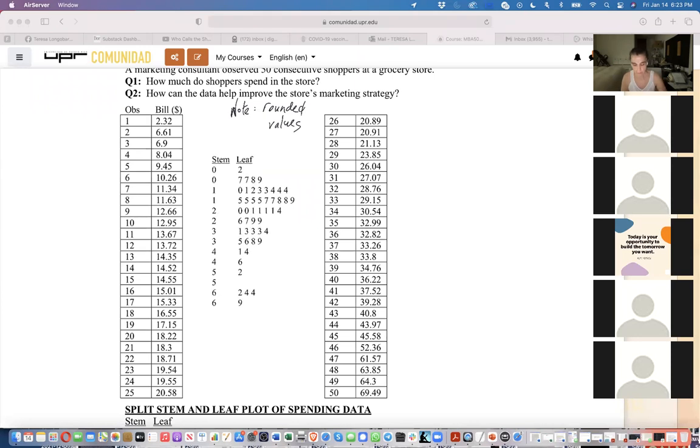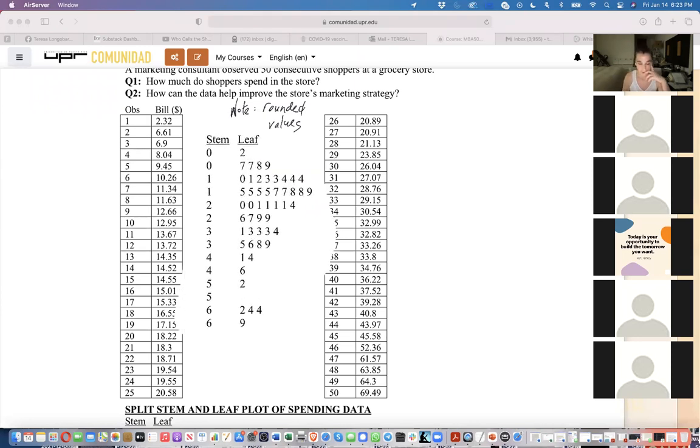Let me make this one just a little bit bigger. And you see, so 232 becomes just 2. And 661 becomes 7. And 690 becomes 7. And 804 becomes 8. And 945 becomes 9. Very good. Okay. So you get the idea.